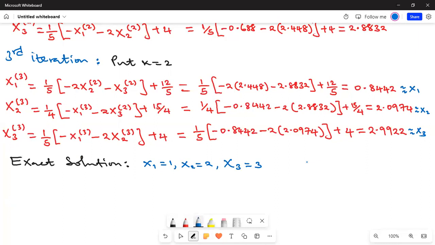look at the values we have found. X1 is 0.8, that's approaching 1. X2 is 2.09, which is approaching 2. And x3 is 2.99, that is very close to 3. That means if you had proceeded with maybe other iterations, we will have approached the exact solution. Or the solution is said to converge to the exact solution. So you realize that using Gauss-Seidel iteration method is more accurate than using Jacobi iteration method.